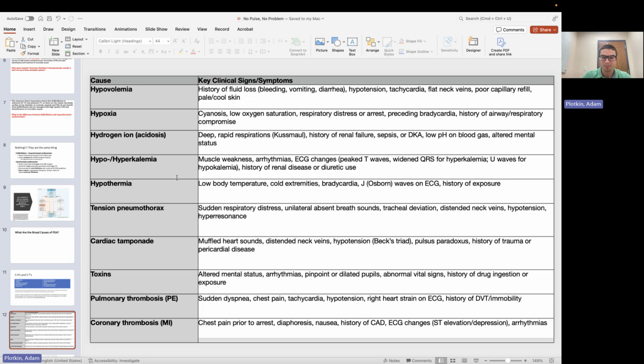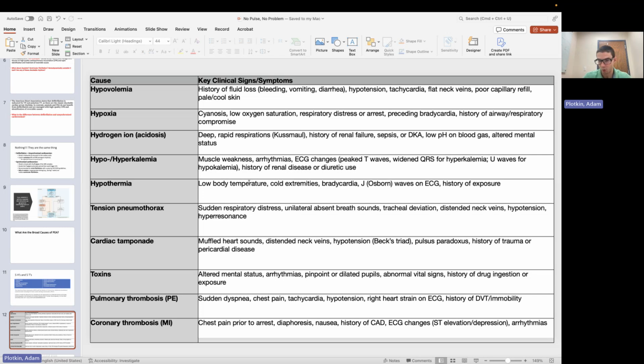For a hypo or hyperkalemia, we can think about muscle weakness. We can think about arrhythmias, EKG changes. So we're going to talk about these coming up, but we could see peaked T waves in hyperkalemia, widened QRS in hyperkalemia, and U waves for hypokalemia. Do they have a history of renal disease or diuretic use that could be messing with the way my kidneys handle potassium?